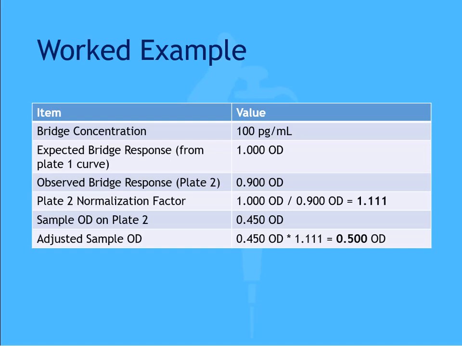A sample on plate 2 has a measured OD of 0.45. After applying the normalization factor, 0.45 times 1.111, the normalized or scaled OD is 0.5. The value 0.5 is interpolated from the original plate 1 4PL curve to calculate the sample concentration.